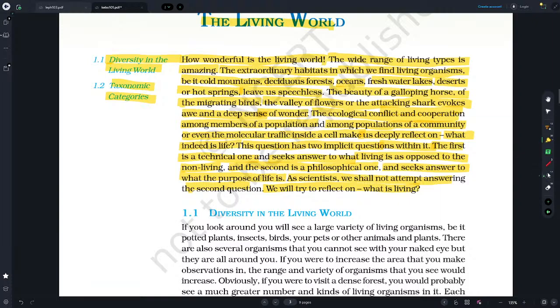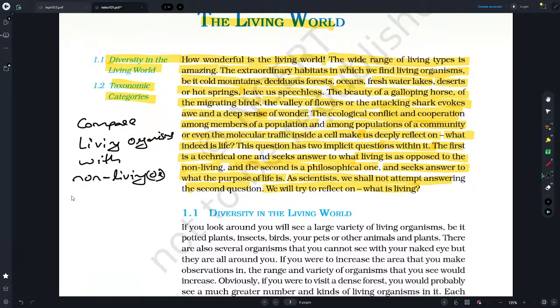Our first way is to compare living organisms with non-living or inanimate objects. This is the first category through which we can define the living world.